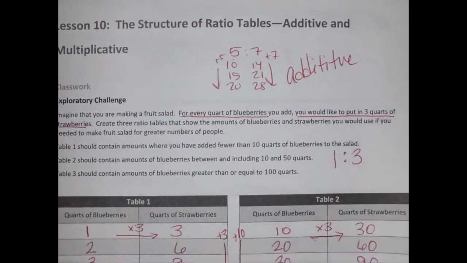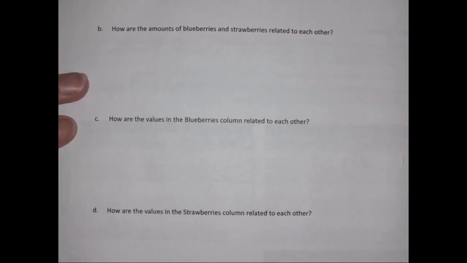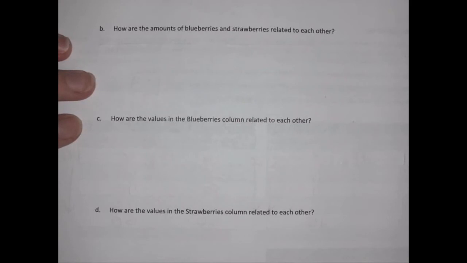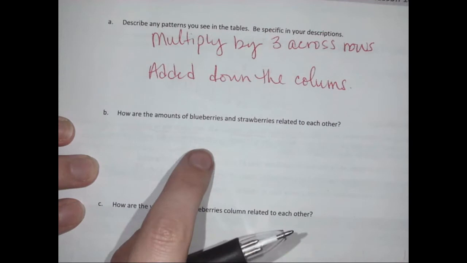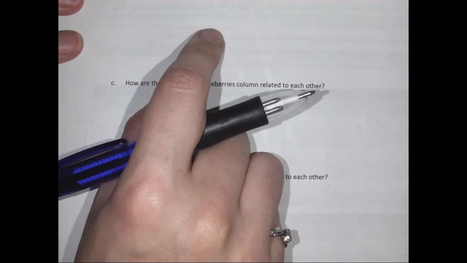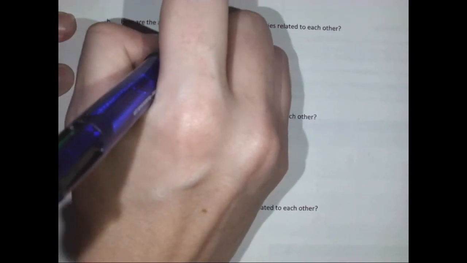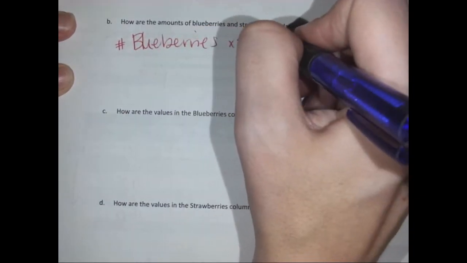Okay, so part B, how are the amounts of blueberries and strawberries related to each other? Well, we kind of already answered that question. Okay, so tell me in a complete sentence by rephrasing this question, Julie, how they're related. They're related because you can multiply blueberries and strawberries. Yes, the number of blueberries times 3 equals the number of strawberries.